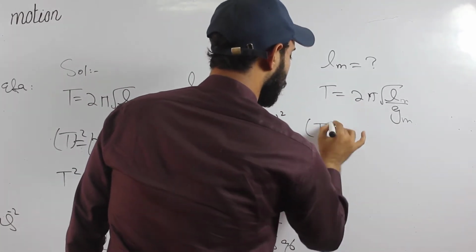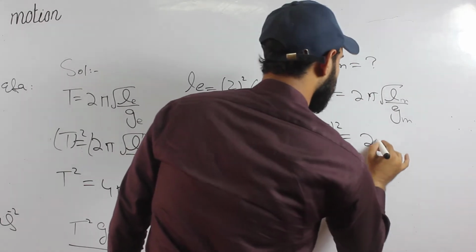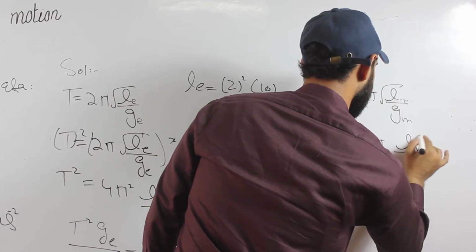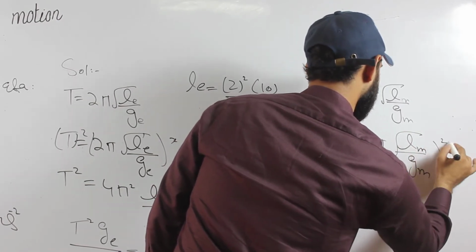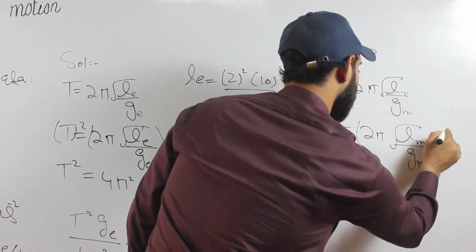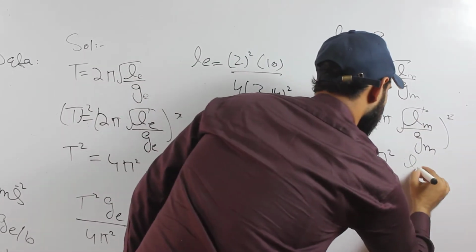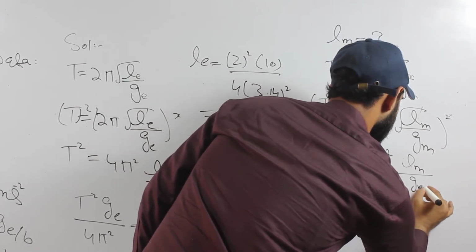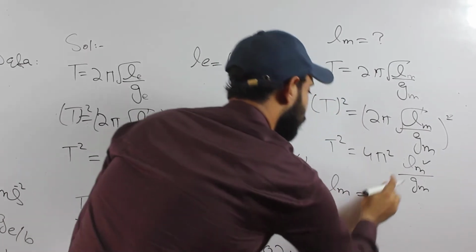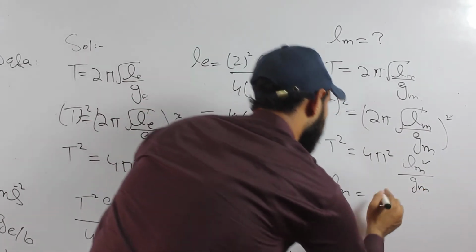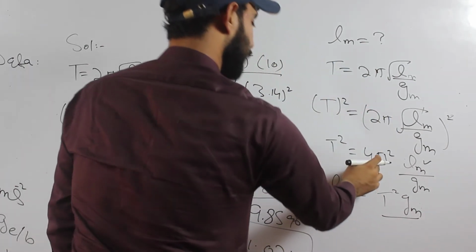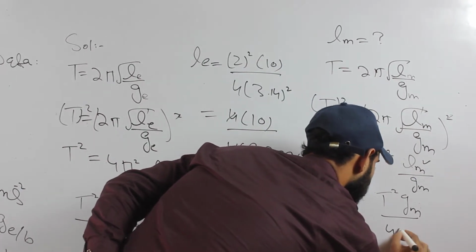Again taking the square on both sides, we will get T square is equal to 4π square Lm over Gm. We have to find Lm. Arrange the formula: Gm here is divided, so it will be multiplied on the other side, and 4π square here is multiplied, so it will be divided on the other side.